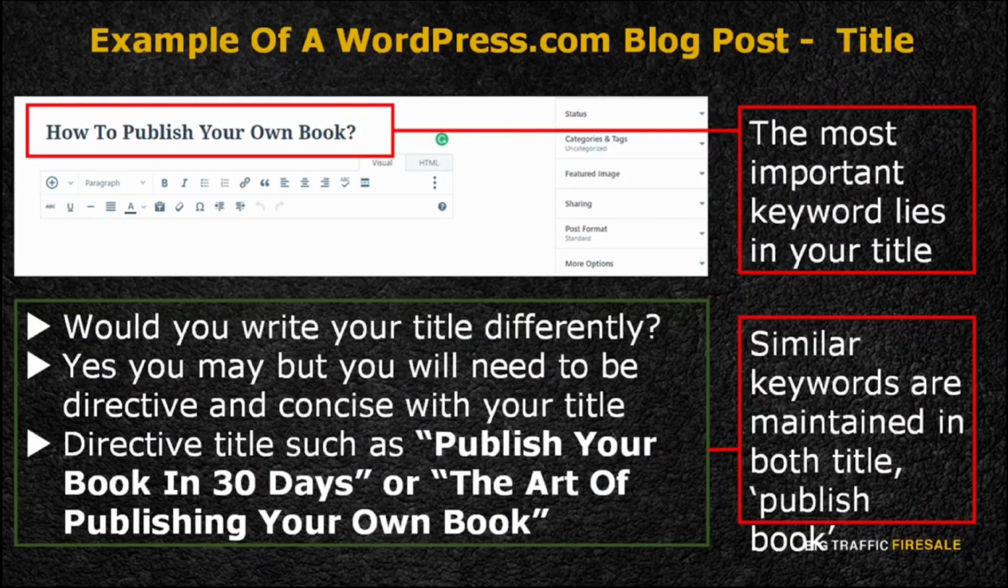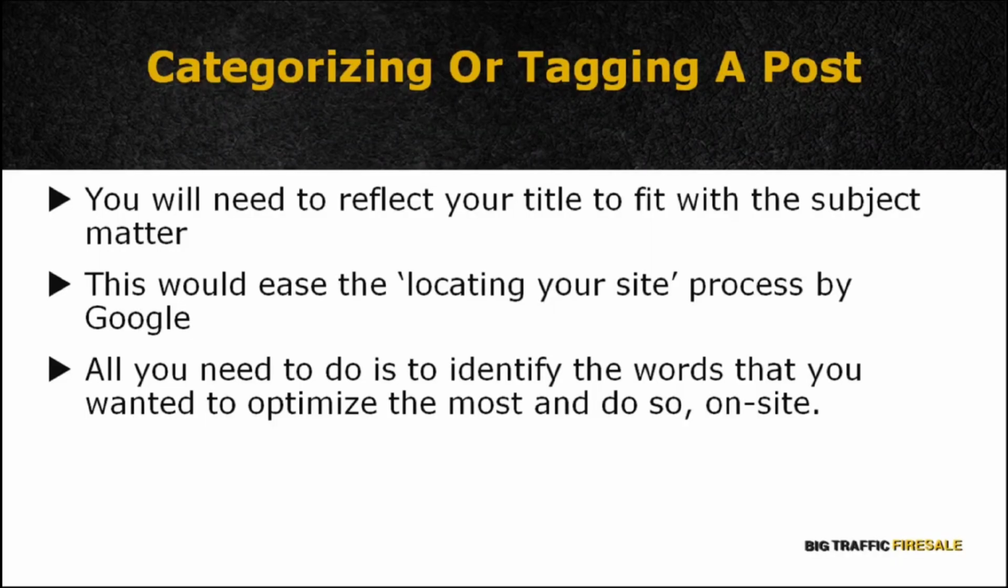Yes, you may, but keep in mind that you will need to be direct and concise. Something like "Publish your book in 30 days" or "The art of publishing your own book." Similar keywords are maintained in both titles: publish, book. When it comes to categorizing or tagging your post, you'll need to reflect your title to fit with the subject matter. This would ease the process of Google locating your site.